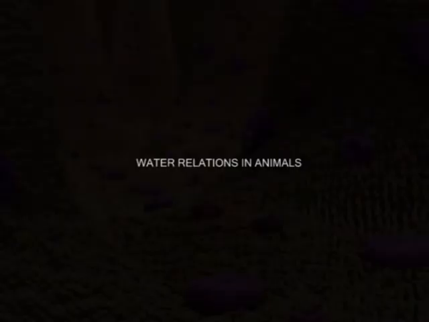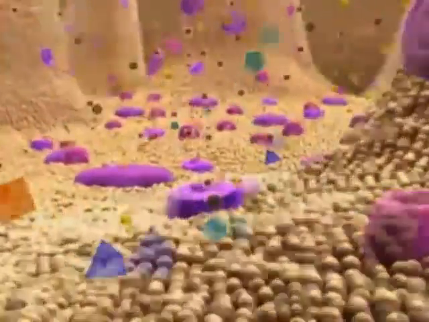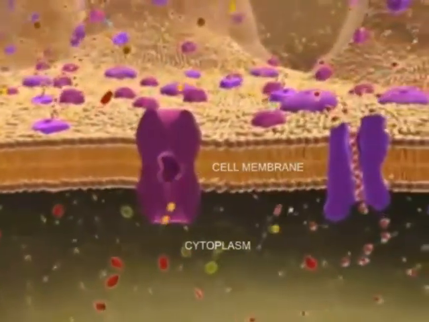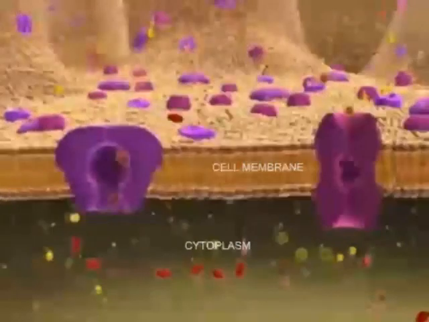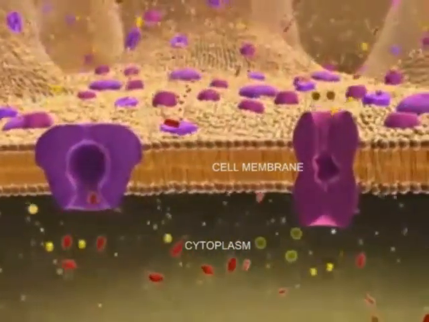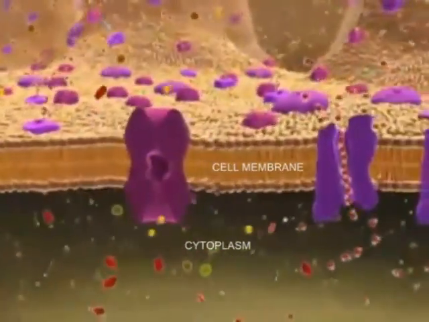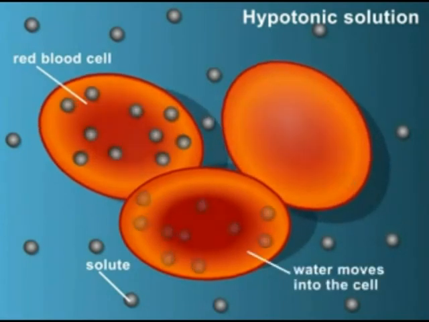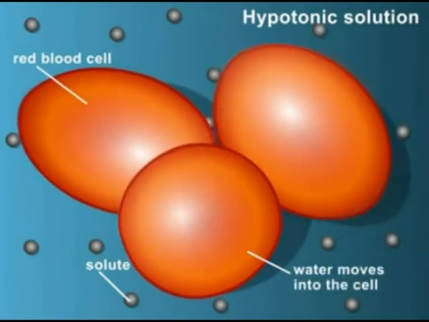Water relations in animals. Now, the cell membrane of animal cells is semi-permeable, just like the visking tubing, dialysis tubing, and cellophane. The cytoplasm contains dissolved salts and sugars in solution form. If an animal cell, for example the red blood cell, is placed in distilled water or hypotonic solution, there would be a net flow of water into the cell by osmosis. The cell will swell up and eventually burst.